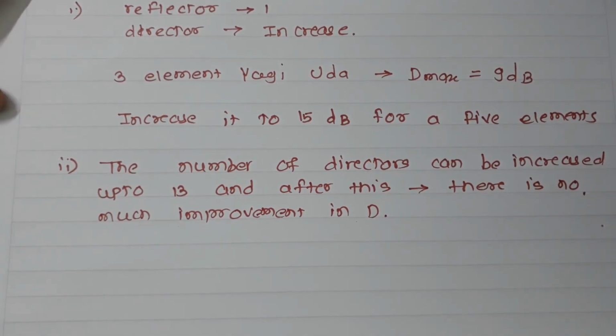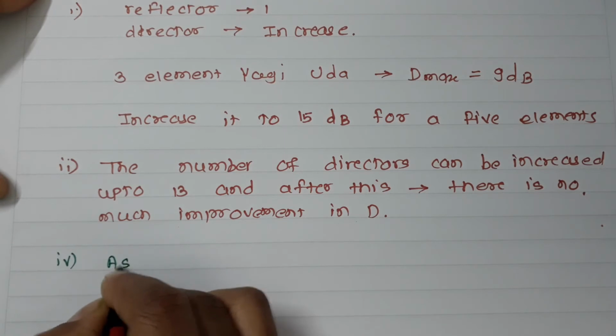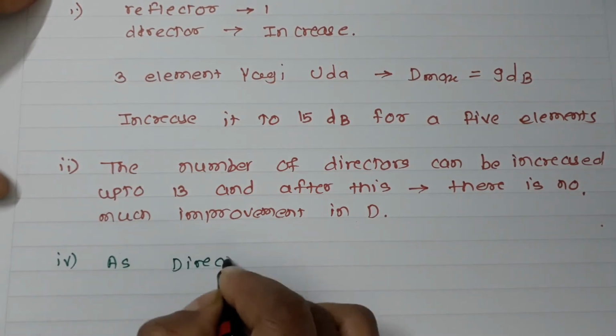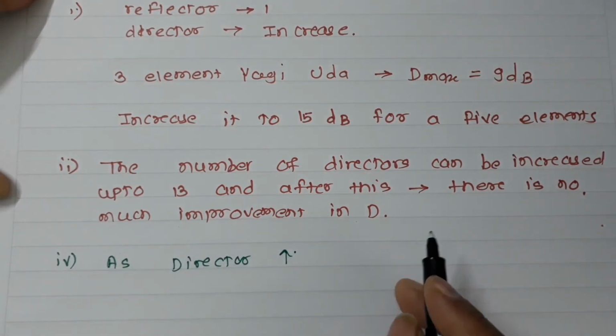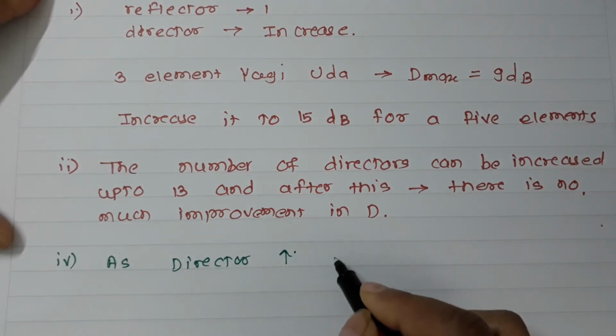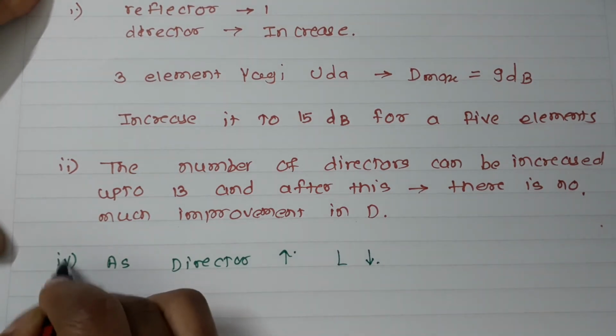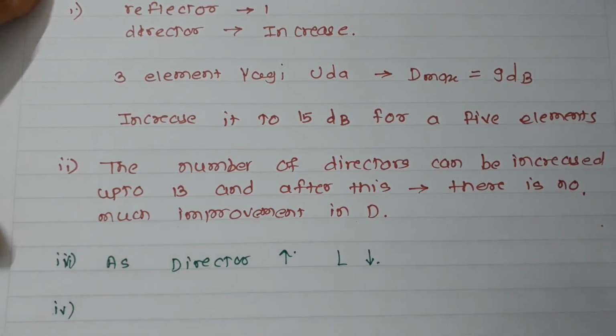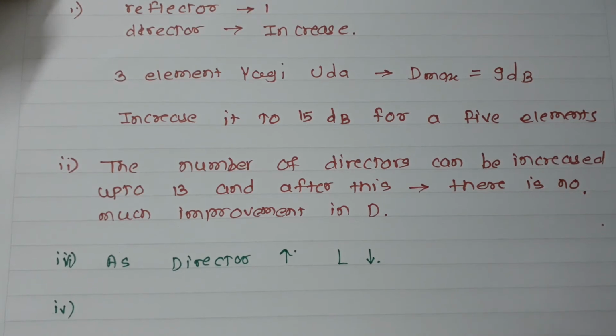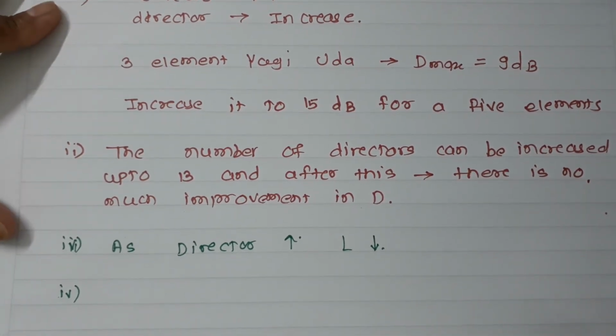The next point is that the length of the director goes on decreasing as it goes away from the driven antenna. So the whole structure tapers in the direction of the propagation. So as the director number increases, the length decreases.